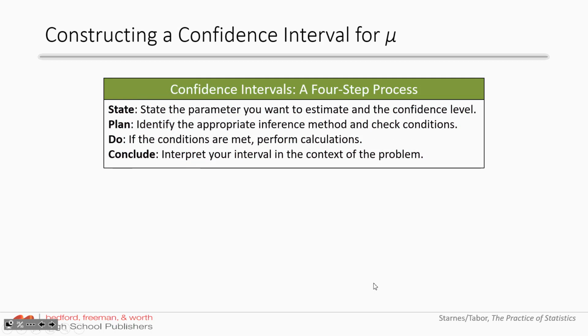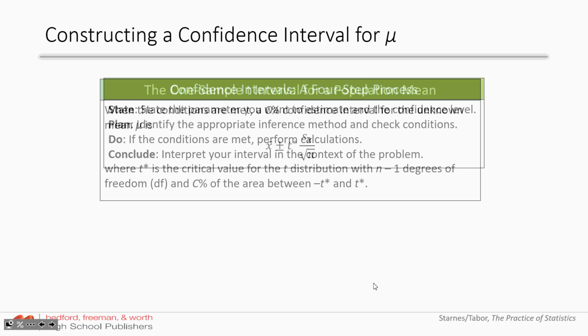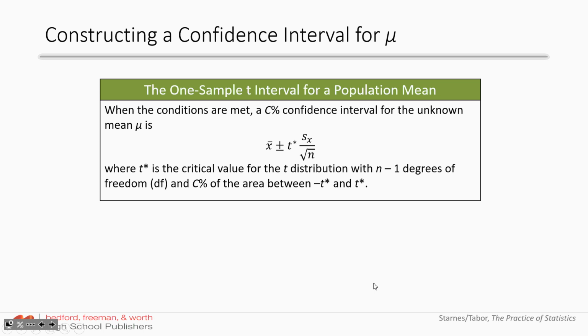All right, so confidence intervals, this should look familiar. This is what we've been talking about. Let's jump into the formula. This is our formula that we reviewed before. We're going to use x bar plus or minus t star, times the standard deviation from the sample over the square root of n. And our t star comes from the t distribution with n minus 1 degrees of freedom, right?